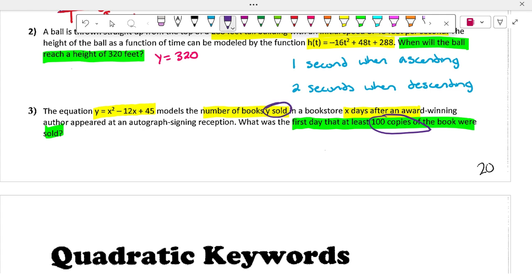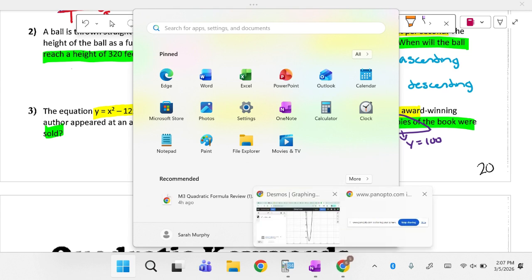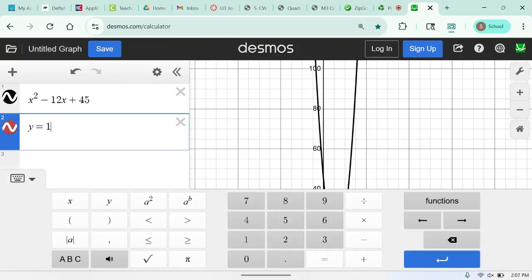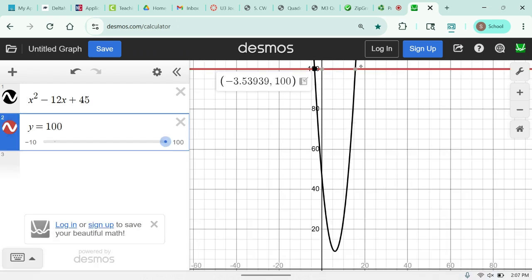Well, y is the number of books sold. x is the number of days. So we're finding x, but we're putting in y equals 100 because it says at least 100. So as soon as it equals 100, we're golden. Yes, sir. So I'm going to type in y equals 100. Now, there are 2 points of intersection, here and here. Which is the only one that makes sense? The positive one, all right, because we can't have negative days.